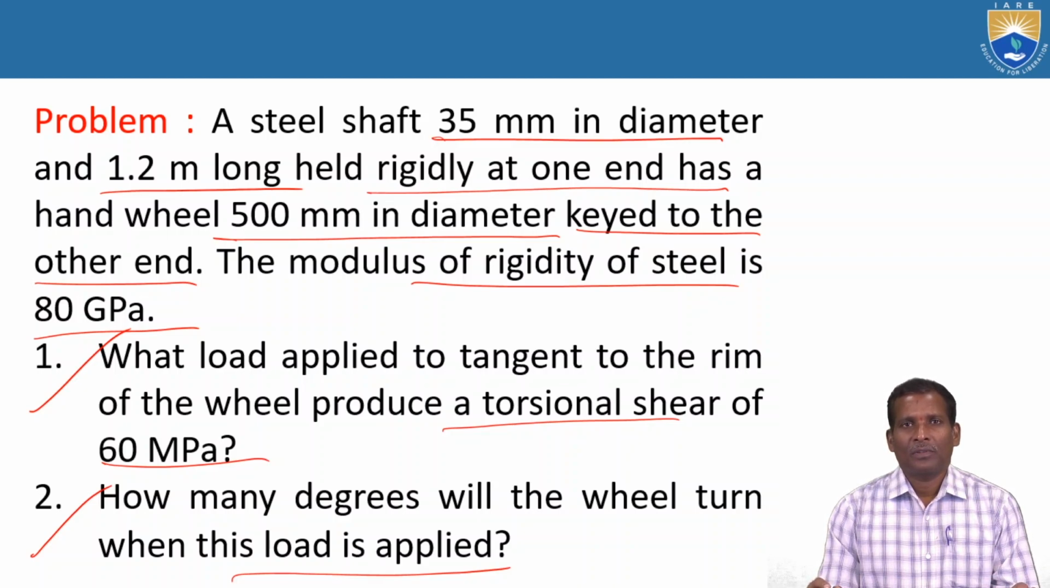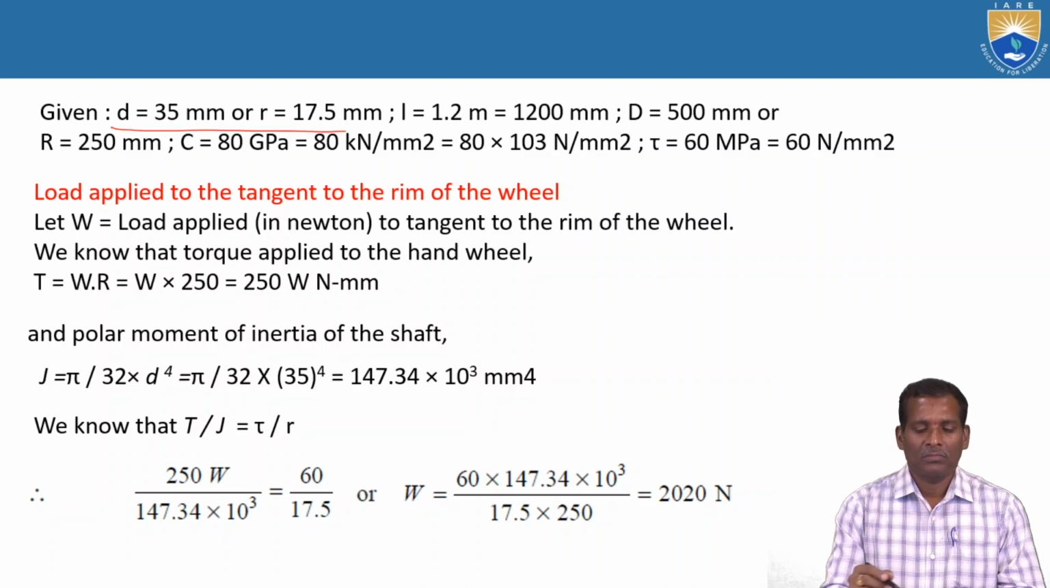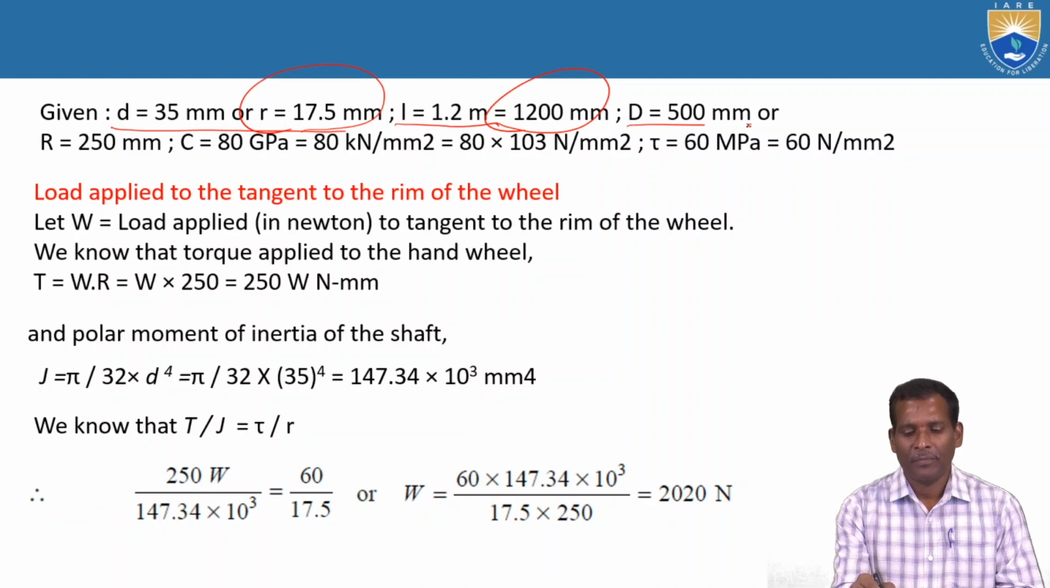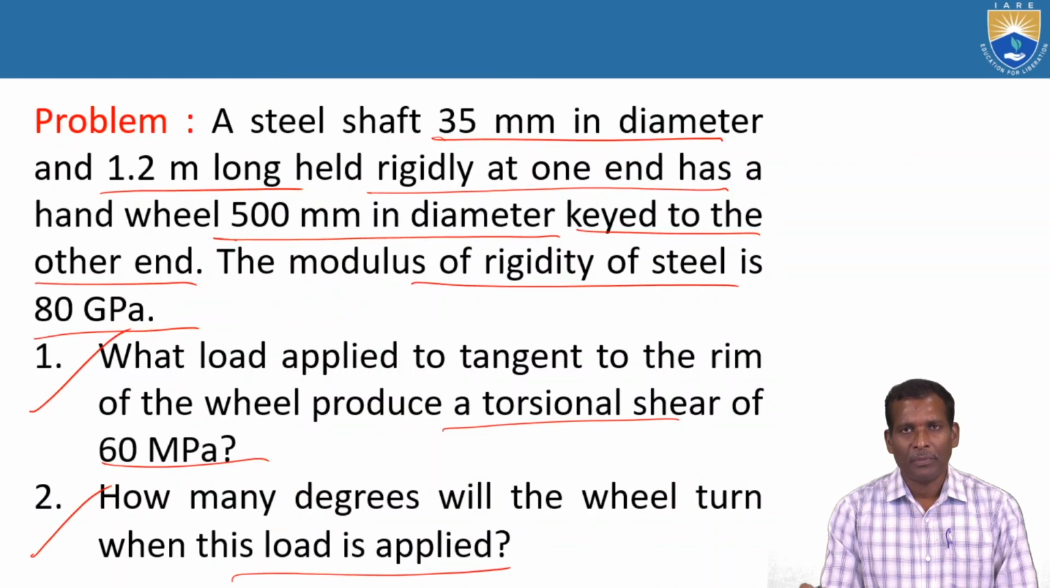We need to calculate. So first of all, in this type of problem, first we need to write the given data. So in this problem, the diameter of the shaft is given, 35 mm. So the R is equal to 17.5 mm, you already know D by 2. And length 1.2 meters, convert into mm, that is 1200 mm. And the capital D is 500 mm, or radius 250 mm. The capital D is the wheel diameter, 500 mm.